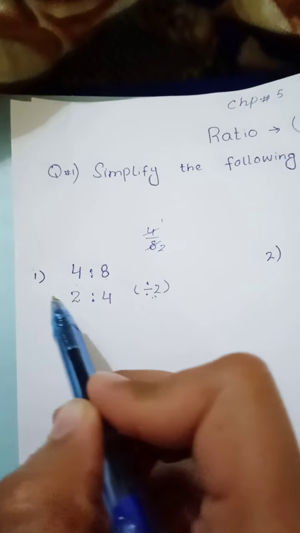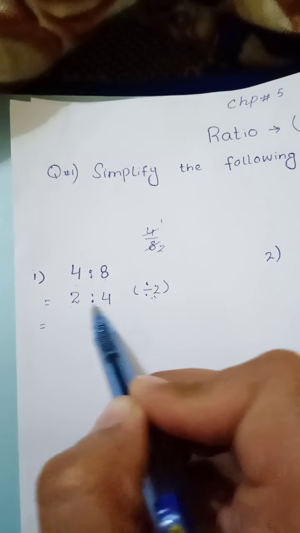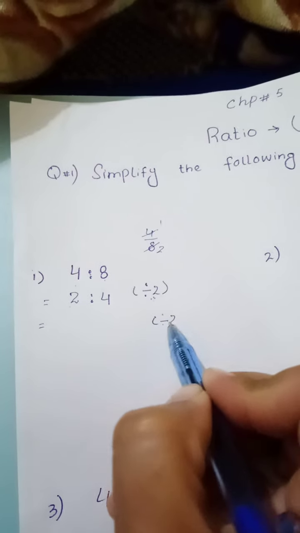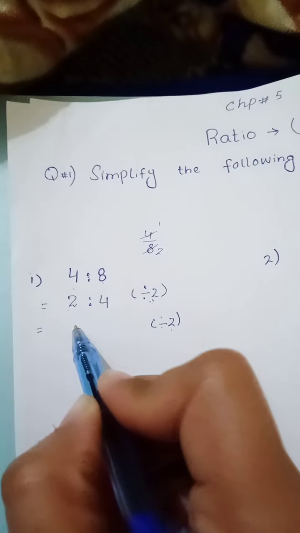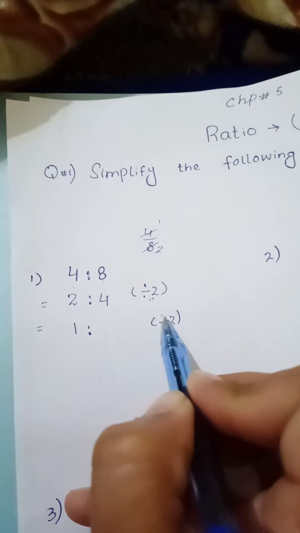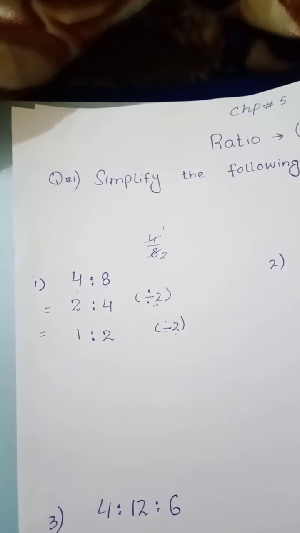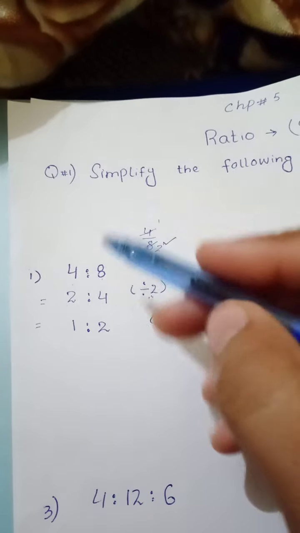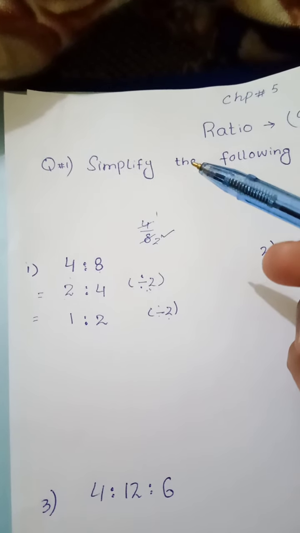Now you can see that again these two numbers are divisible on 2. 2 1 time 2 ratio 2 2 times 4. Your answer is 1 ratio 2, like this. Clear? Fraction simply means division or a ratio.